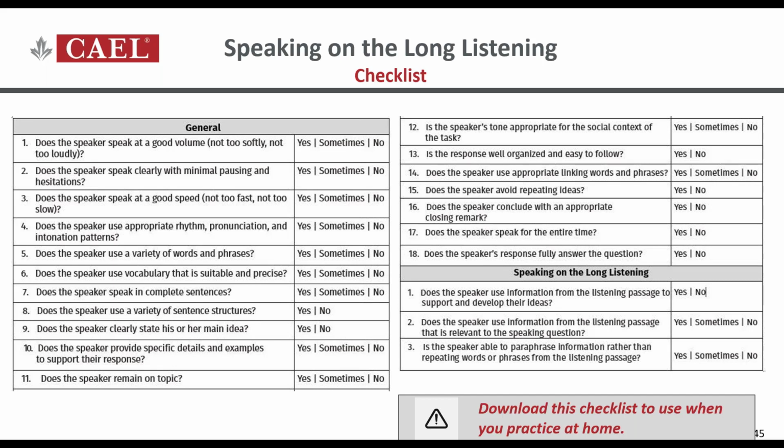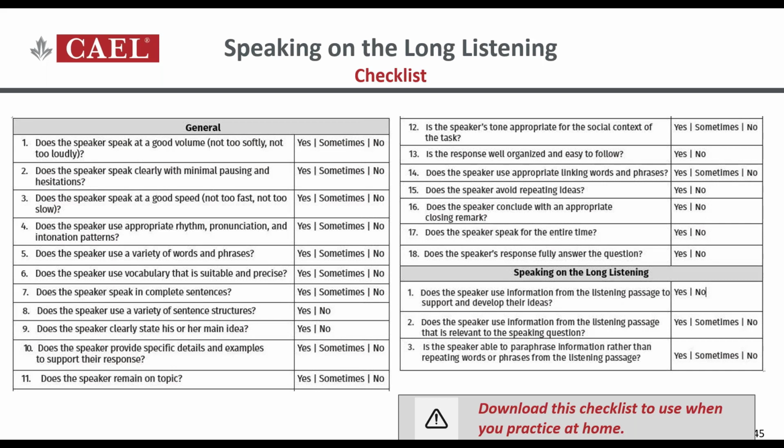Another thing to bear in mind is that we're going to email you later, and one of the email links should give you the speaking on the long listening checklist so you can look at this at home, okay? So you don't have to memorize all this or write it down, because that would be pretty much impossible. So we're going to email that for you later today, and you can have your own copy of this information.